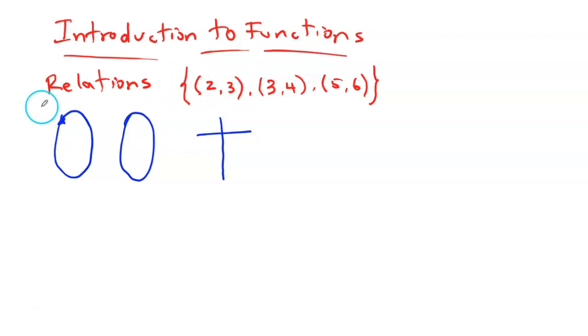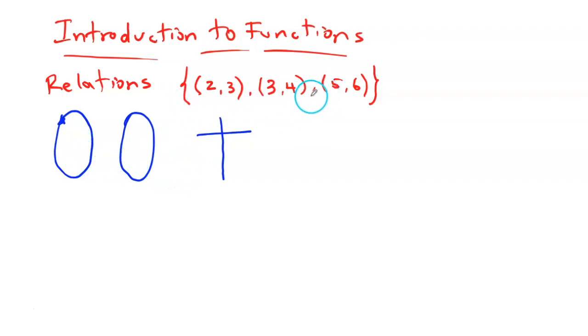The first thing we need to talk about is relations. When do we get a relation? Well, a relation exists when I have two quantities related to each other. Right now I'm giving you a set of points: (2, 3), (3, 4), (5, 6). Points, or ordered pairs.